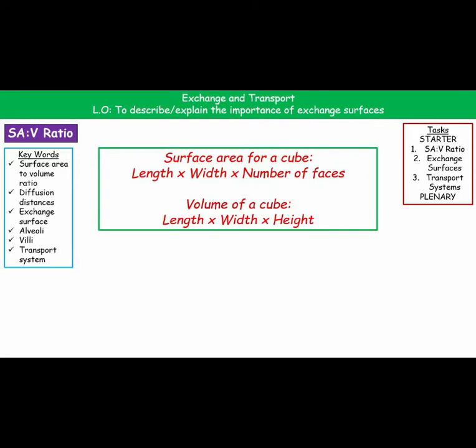Hopefully we said that when we're calculating the surface area for a cube, it's the length times the width to get the area of a single face, and then we multiply that by the number of faces, in that case 6. To work out the volume of a cube, it's length times width times height. So tick those if you got them right. If you didn't, I'd suggest you jot those down. I'll leave them up just for a few more seconds in case you need it.